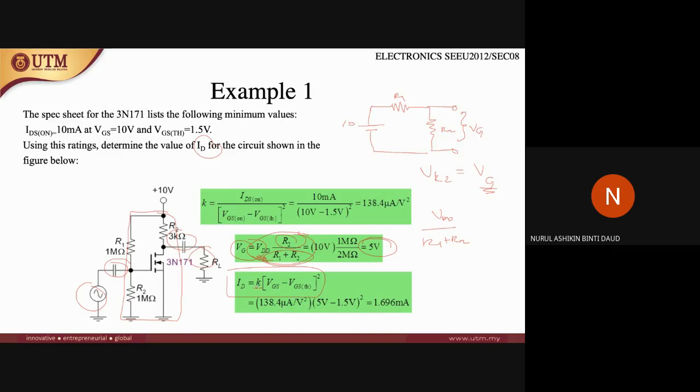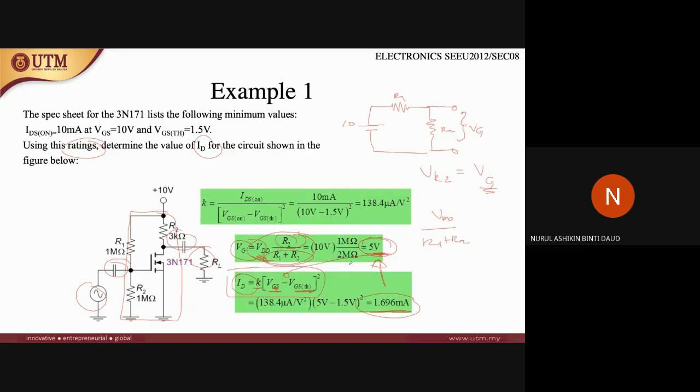Once you know the constant value K, and you also know the VGS here, VG, because they ask you to use these ratings here, and then minus this threshold. Once you get this voltage value, you can get the value of ID when the gate voltage is 5 volts. So this is the value of ID, the current that flows inside the drain.